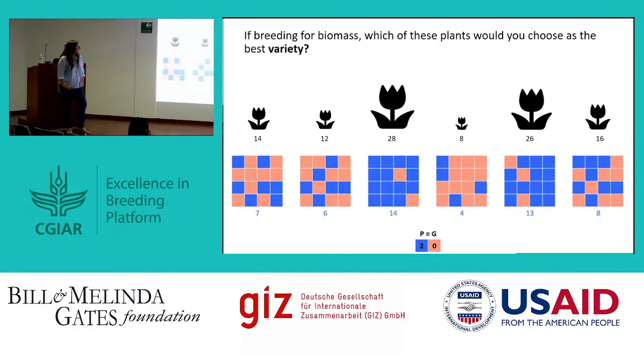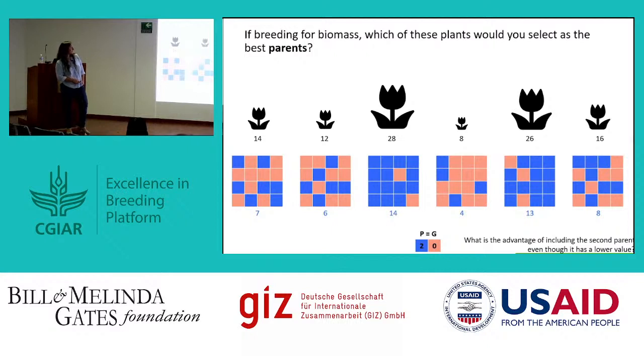All right. So if you're breeding for biomass, positive biomass, which of these plants would you choose as the best variety? Yeah, I think everyone would just choose the one with the maximum value. Great work. And the nice thing is we can see that underlying that are a bunch of positive alleles all stacked together.